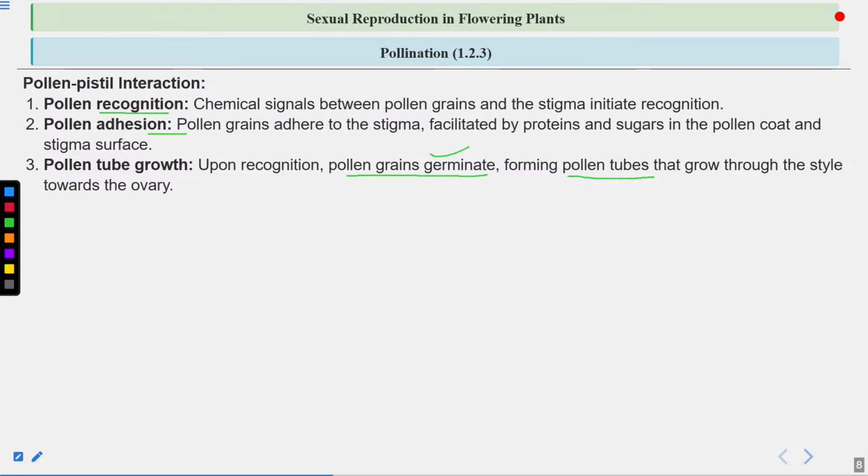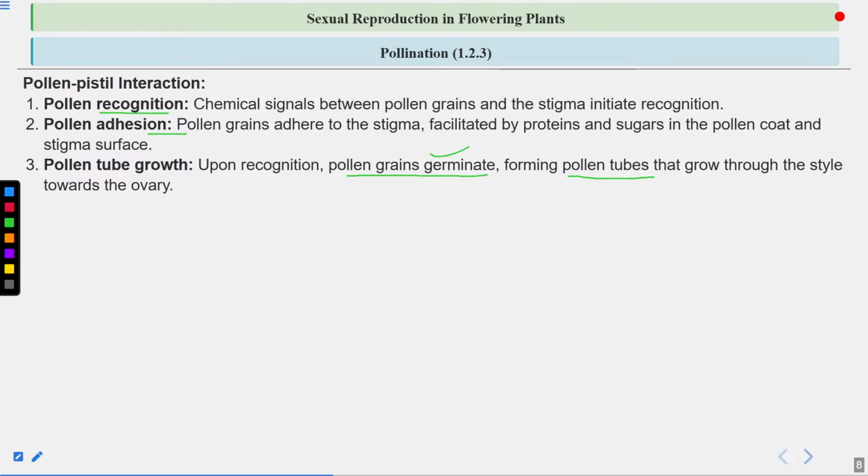They start germinating and they release the pollen tube from the germ pore. So where are the germ pores present? Can anyone tell me where the germ pores are present? On the exine. Very good. They are present on the surface of the exine. The exine is made up of which component? Sporopollenin. The exine is made up of sporopollenin.